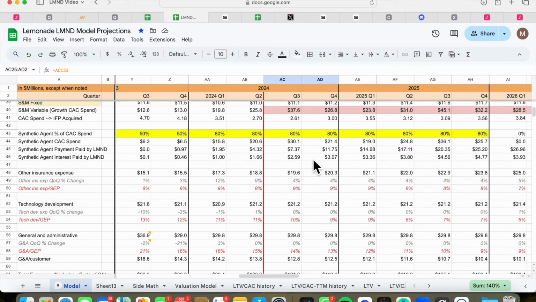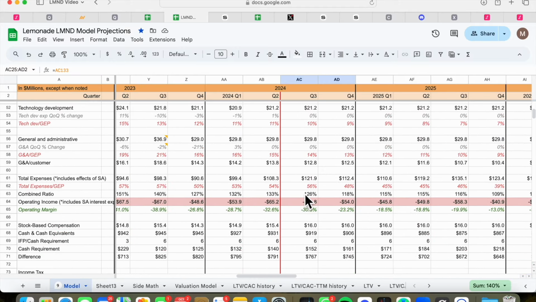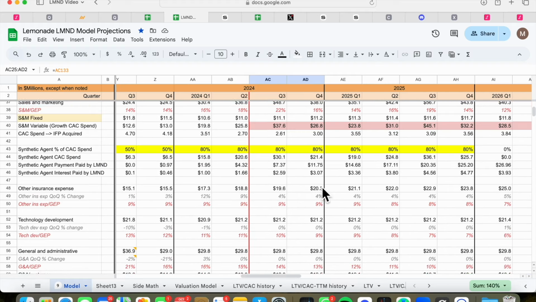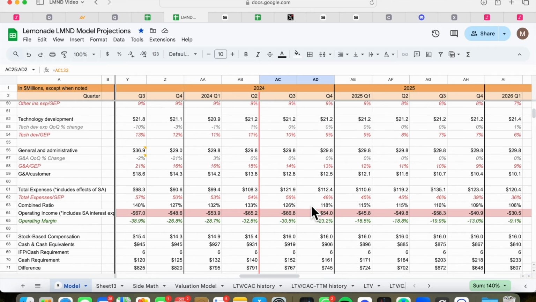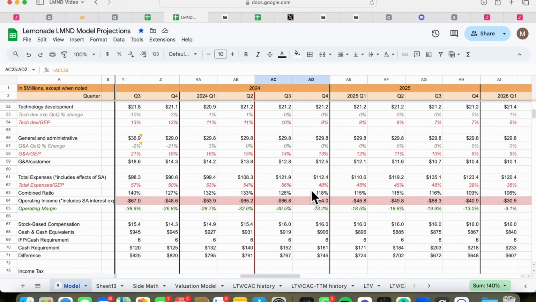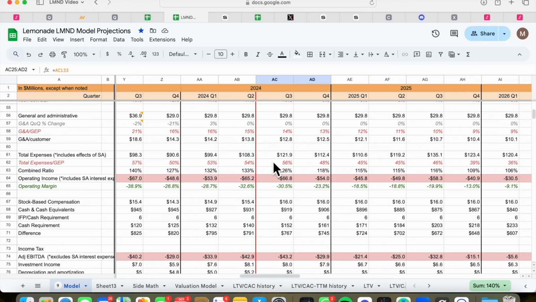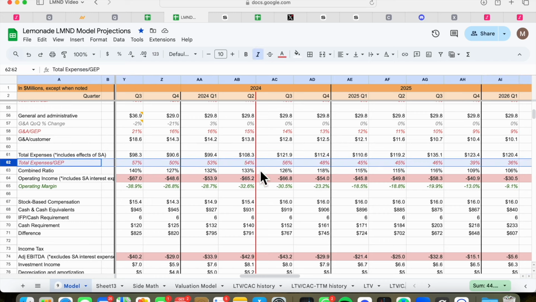Their overall expenses, I have staying fairly steady, everything other than their growth spend just having small increases, but we should expect a lot of operating leverage. That gets you to total expenses relative to your gross earned premium of 54%. Last quarter 56, and then 48% in Q4. 56, it's going to be higher in Q3 just because they're spending so much on growth spend.